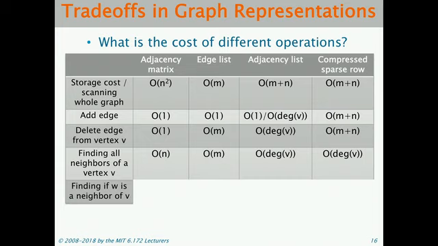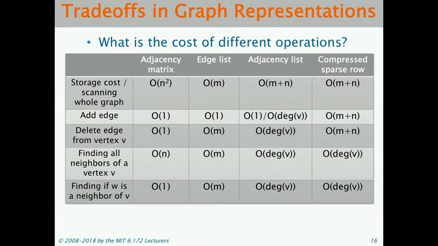So what about finding if a vertex W is a neighbor of V? I'll just give you the answers. For the adjacency matrix, it's going to take constant time because we just have to check the Vth row and the Wth column and check if the bit is set there. For edge list, we have to traverse the entire list to see if the edge is there. And for adjacency list and compressed sparse row, it's going to be order degree of V because we just have to scan the neighbor list for that vertex.